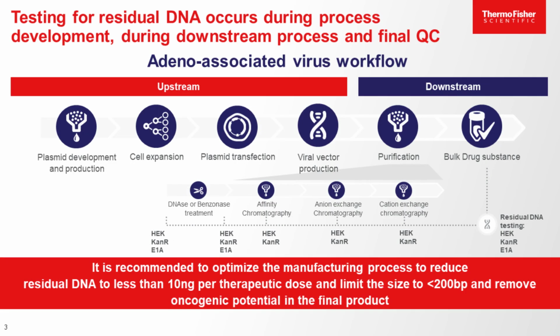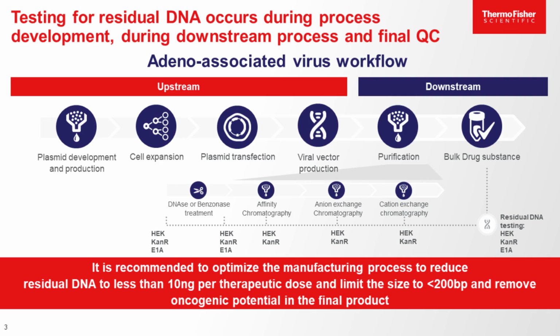But to have us all on the same page, this here is a very typical AAV workflow, right? Today we focus on the downstream side. And the E1A, as I just talked about, is to be used to assess the performance of the size reduction steps for DNase or benzonase before and after, and then again at the bulk drug substance level to ensure removal of larger fragments, larger than 200 base pairs.